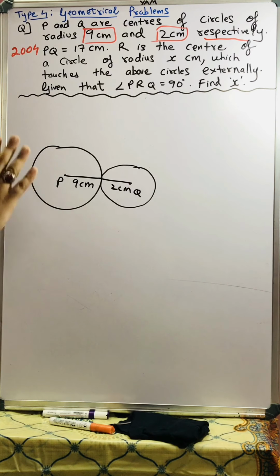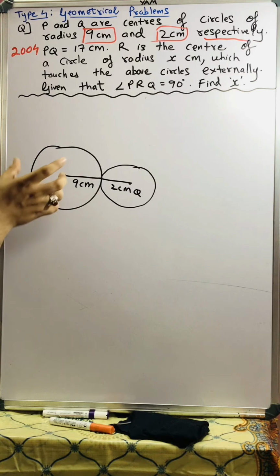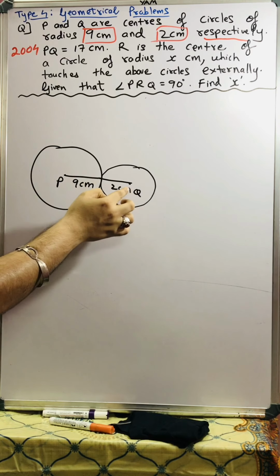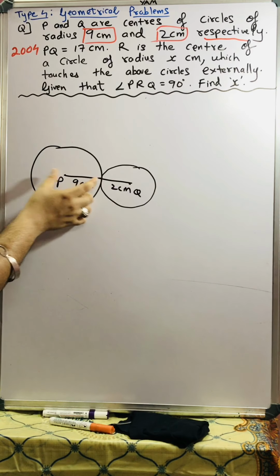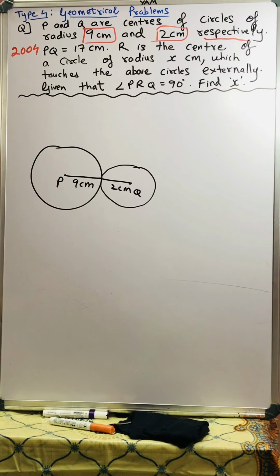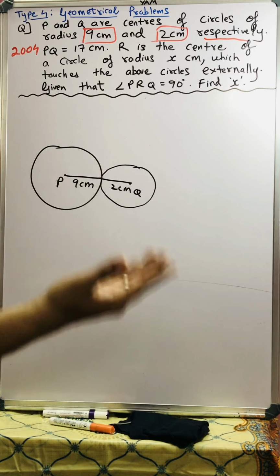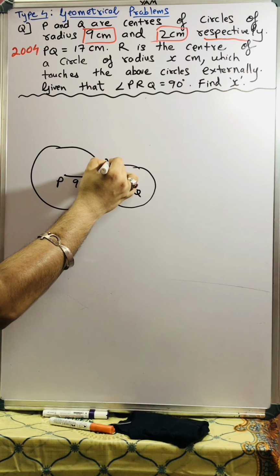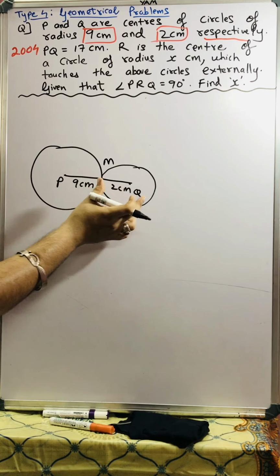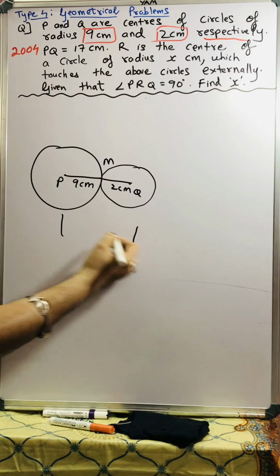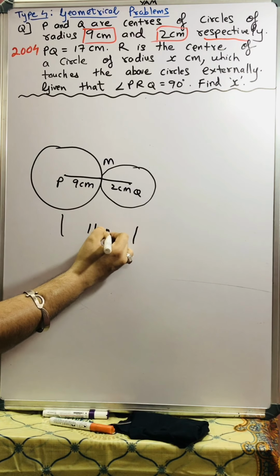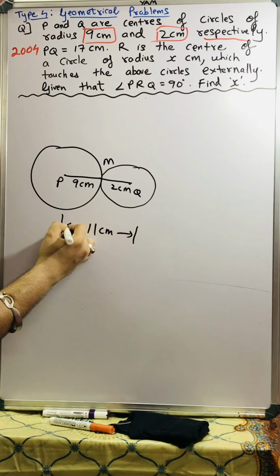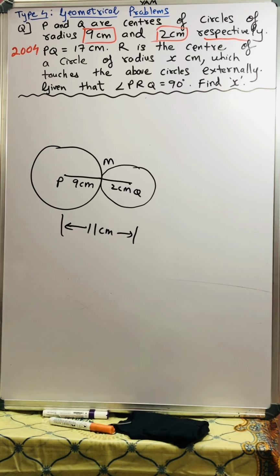I have drawn it in such a way that if I draw a line combining the two centers, the circles touch each other at a common point. If I name this point M, then PM plus MQ comes to 9 plus 2, which is 11 cm. It's very obvious: 9 plus 2, 11 cm.